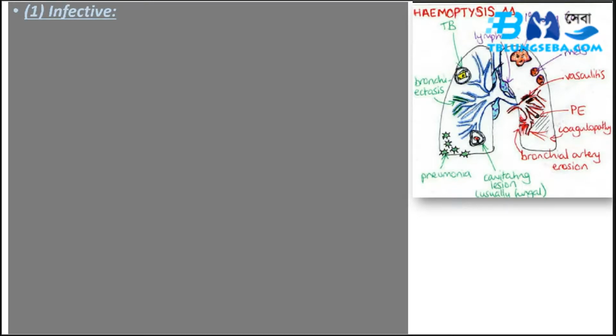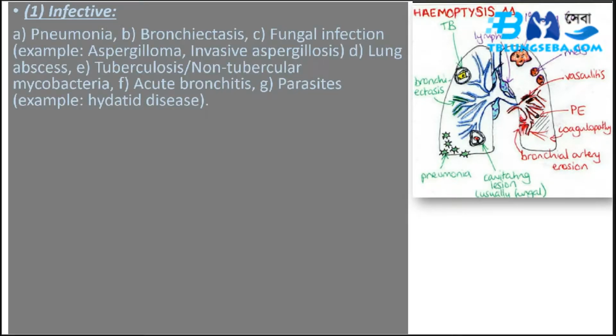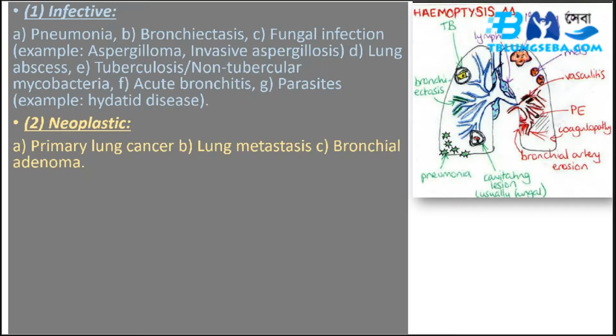One, infective: A, pneumonia; B, bronchiectasis; C, fungal infection, for example aspergilloma, invasive aspergillosis; D, lung abscess; E, tuberculosis, non-tubercular mycobacteria; F, acute bronchitis; G, parasites, for example hydatid disease. Two, neoplastic: A, primary lung cancer; B, lung metastasis; C, bronchial adenoma.